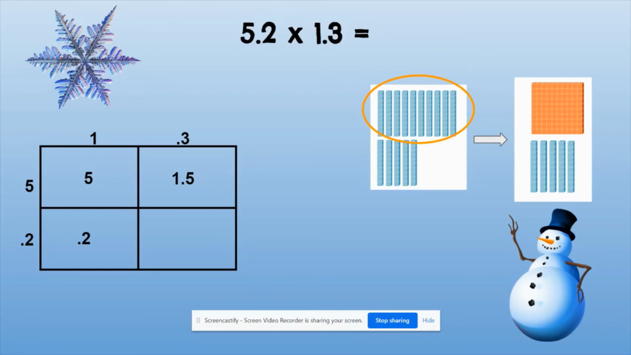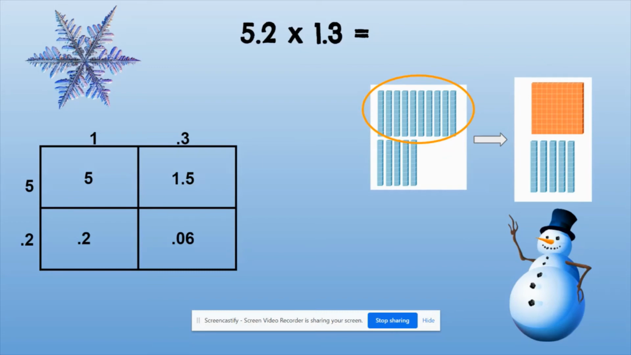Lastly, I'll do 2/10 times 3/10. My basic fact is 2 times 3, which is 6. But since I'm multiplying tenths times tenths, I know that my answer should be hundredths. So 2/10 times 3/10 is the same as 6/100ths.